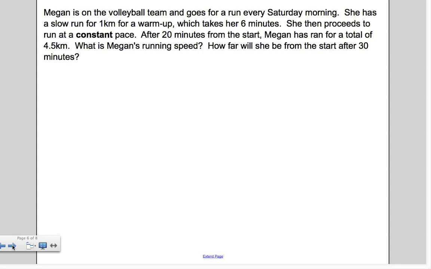So she has a slow run for 1 kilometer to warm up, which takes her about 6 minutes. She then proceeds to run at a constant pace. Yes, please. You've asked me so many times, you're gonna finish writing by now. So after 20 minutes from the start, Megan has run a total of 4.5 kilometers. That's a lot. Yes. You're an athlete. Question is, what is Megan's running speed?